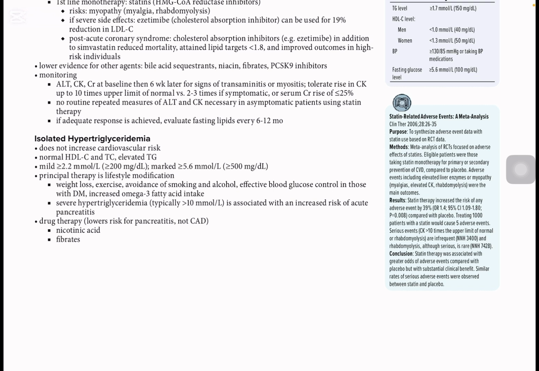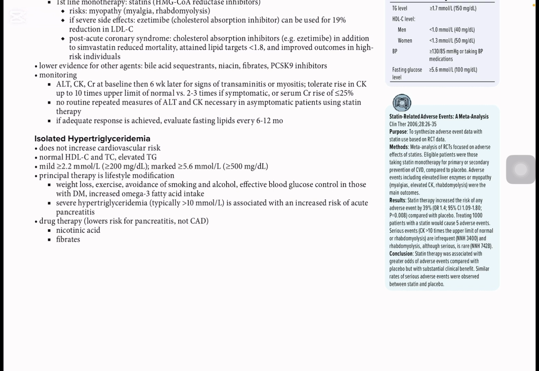Principal therapy is lifestyle modification: weight loss, exercise, avoidance of smoking and alcohol, effective blood glucose control in those with diabetes mellitus, and increased omega-3 fatty acid intake. Severe hypertriglyceridemia, that is more than 10, is associated with increased risk of acute pancreatitis. So drug therapy is nicotinic acid and fibrates.